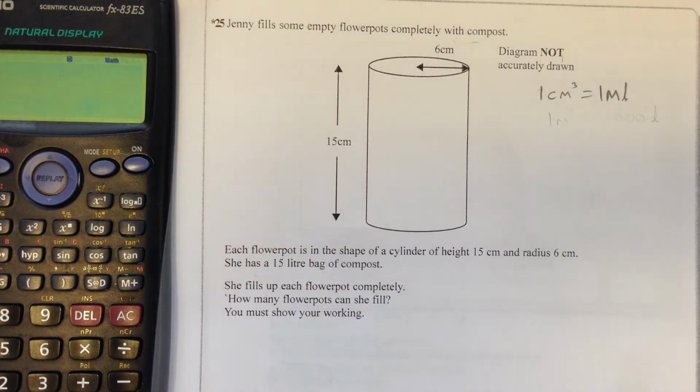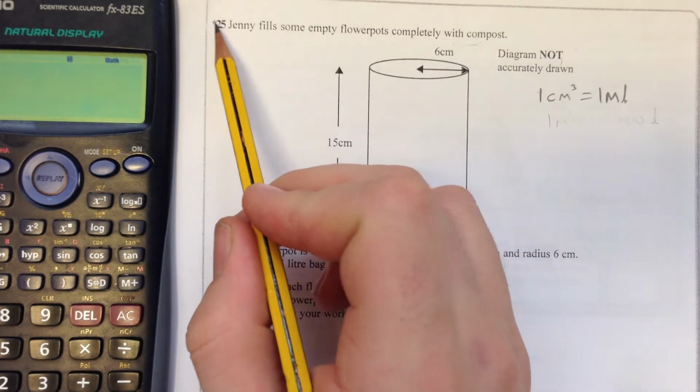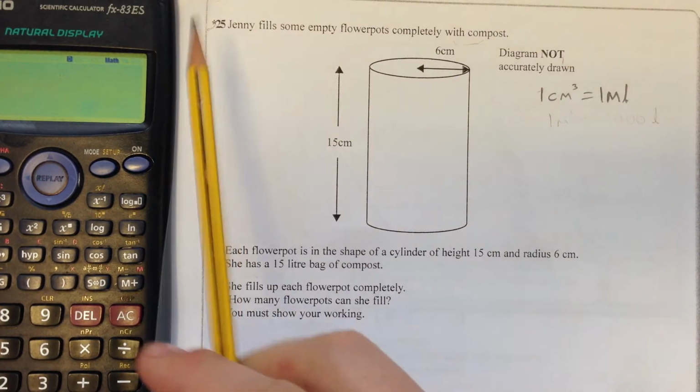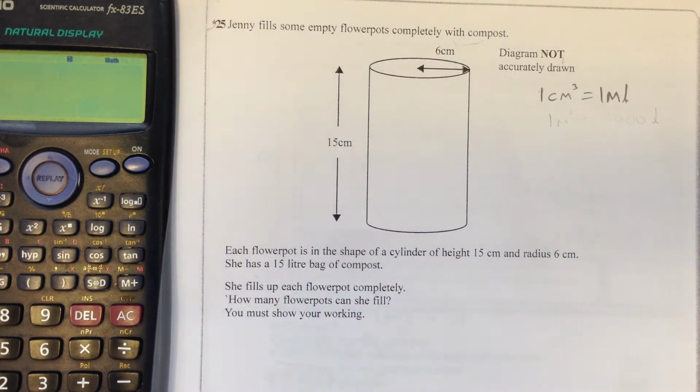Question 25. The first thing you need to notice here, because there's a little star next to the 25, this is one of those questions where you're going to have to explain your working out to make sure you get all the marks. Jenny fills some empty flower pots completely with compost.